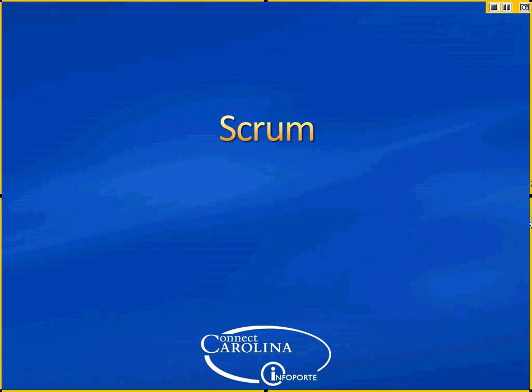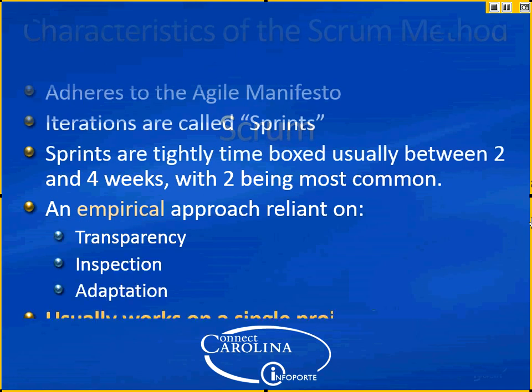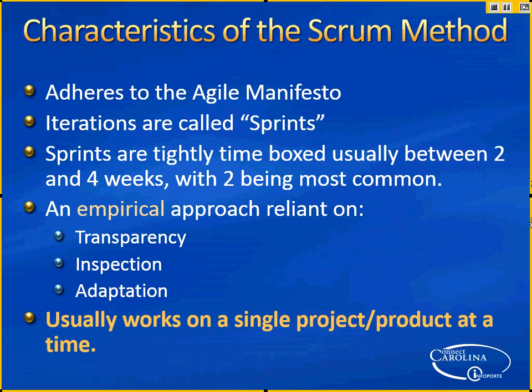Okay, Scrum. Again, Scrum is probably the first and most common method used in Agile. Characteristics of Scrum: it adheres to the Agile Manifesto. So there are 4 primary elements to the Agile Manifesto. Remember, this is more important than that. Remember?